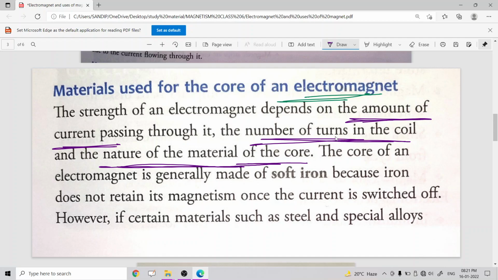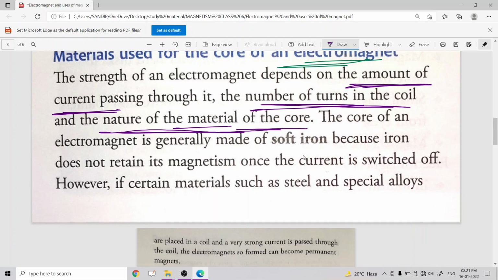How? First, current. Generally, the strength of the electromagnet is directly proportional to the amount of current. If the current is more, then we get more strength of the electromagnet. The second one is the number of turns in the coil, and in this case also it is directly proportional. That means if the number of turns in the coil is more, then we get a stronger electromagnet. And the third one is the nature of the material of the core.